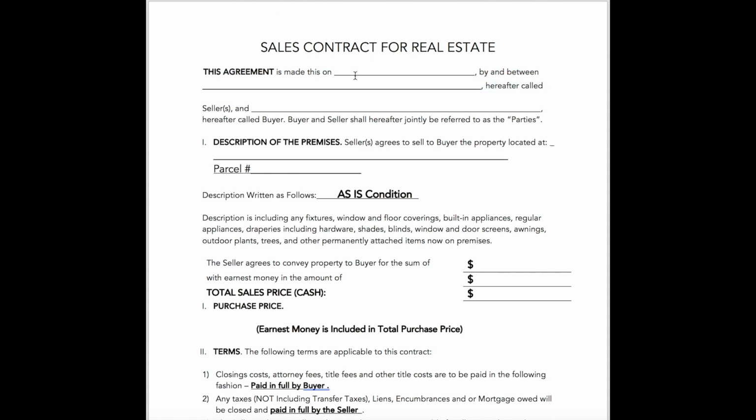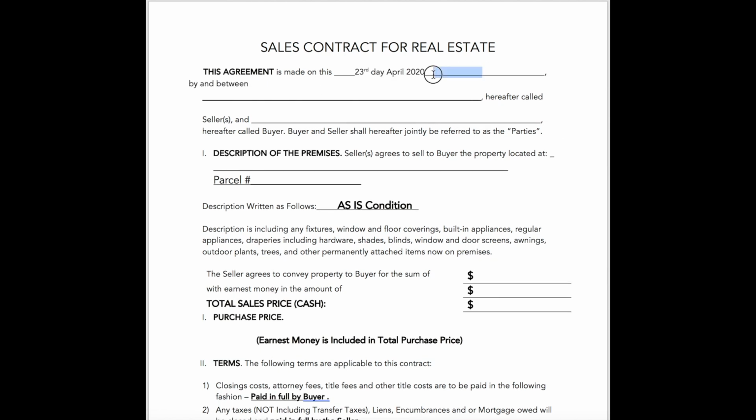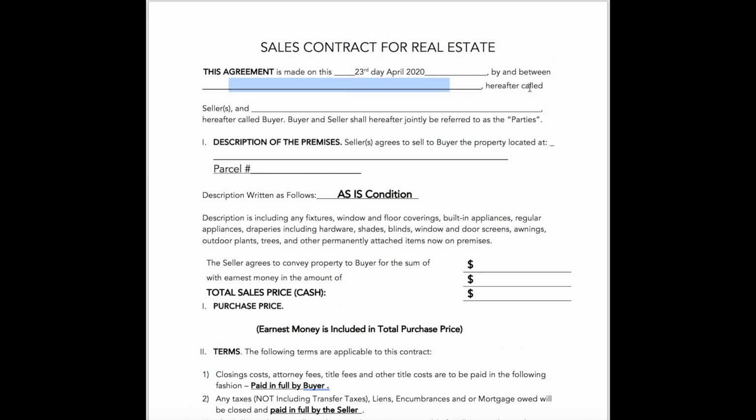But what this means at the top, this is the date. This agreement is made, whatever the date is, that's what you're putting right there. And then by and between blank, called sellers. The seller is whoever's on title on the auditor. So you put their name here, seller. Buyer is right here and called buyer. So this is you, who is the buyer.